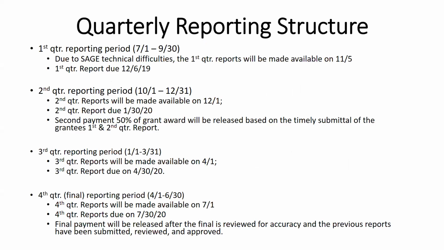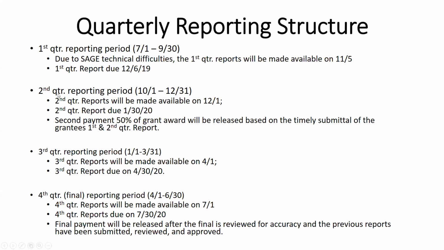All right, so the quarterly reporting structure. The first quarter reporting period covers July 1 to September 30th. Now, I'm extending the due date because we're having Sage technical difficulties with the first quarter report. So the first quarter report will be made available on November 5th and due on December 6th. There is an extension on when the application is due.